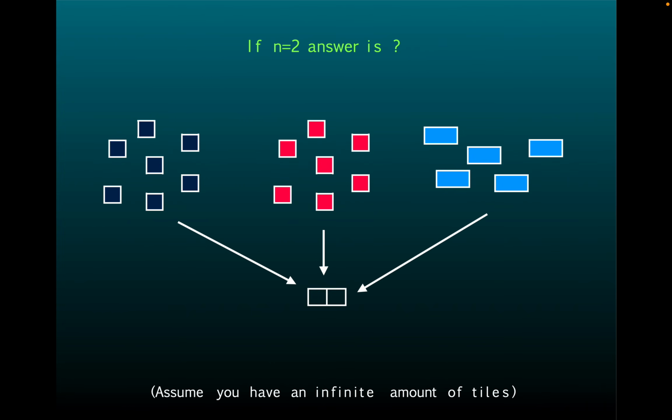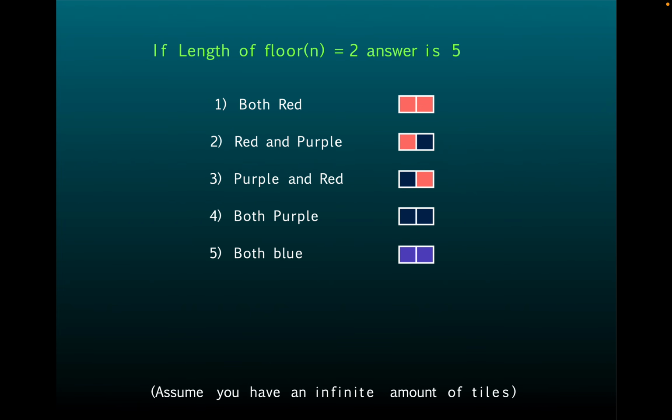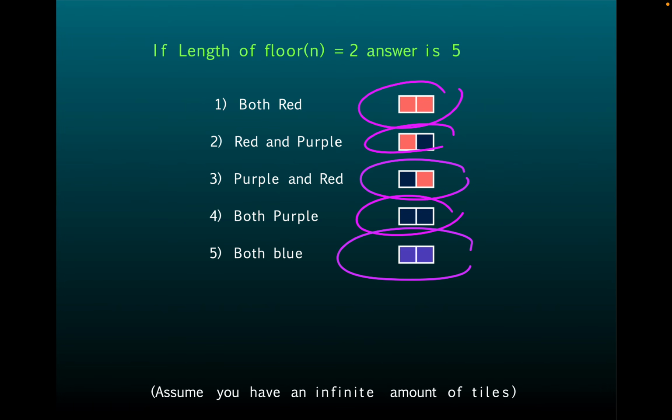If the floor size is 2, how many ways do we have? I want you to pause the video for a while and think about it. Okay, in this the number of ways will be 5. We can place both red, purple then purple, red, both purple, and one blue. Of course, it is just one blue.